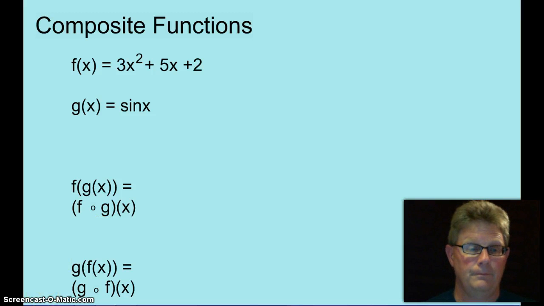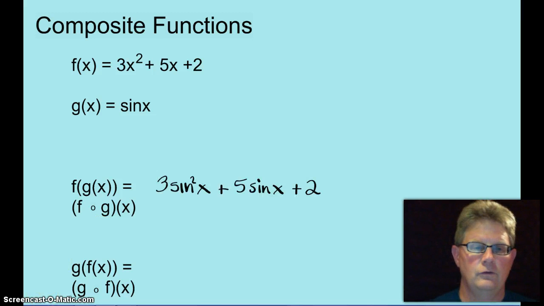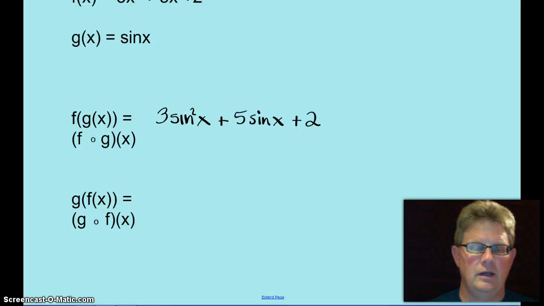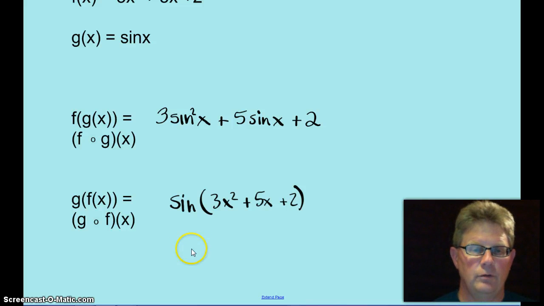Pause. And there it is, f of g of x. Now let's go ahead and find g of f of x, or g dot f of x. Go ahead, pause, and work. There you go. It is sine of the expression 3x squared plus 5x plus 2.